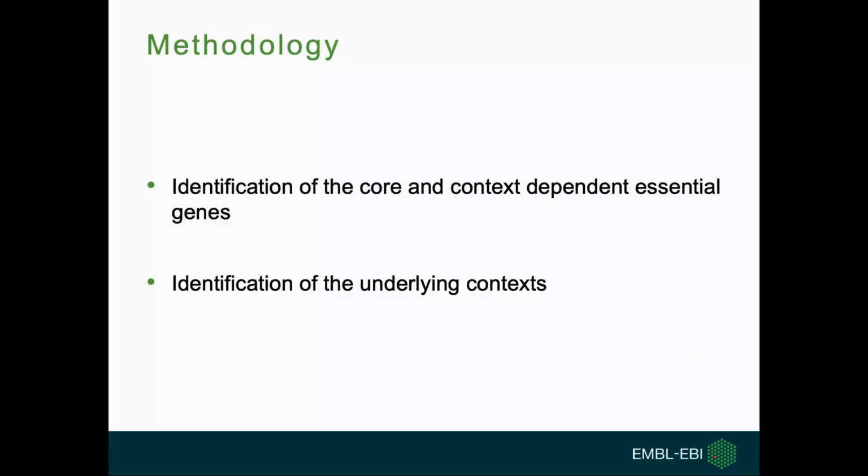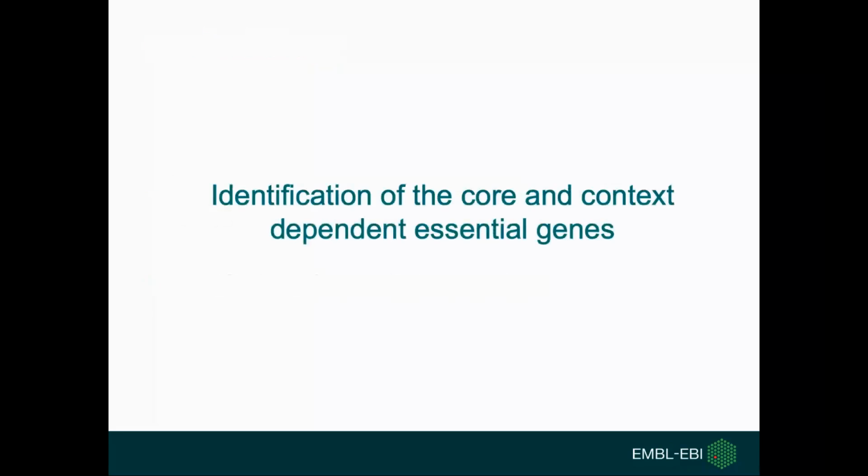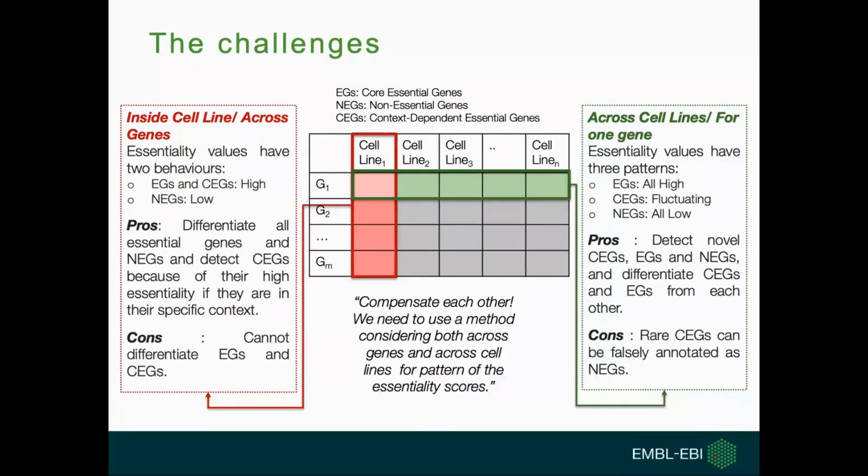Because we have two main aims, we divide our methodology into two. In the first one, I will talk about identification of the core and context-dependent essential genes, and the second one is the contexts. So the first one is identification of the core and context essential genes. Before the methodology, I would like to show a little bit of the challenges before we started to solve this problem.